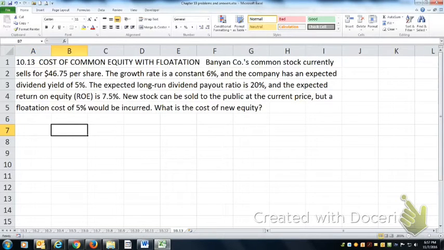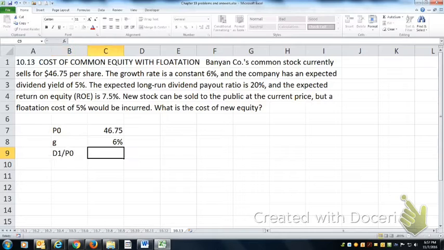All right, Banyan's common stock currently sells for $46.75. That's P0 is $46.75. They've got a constant growth rate of their dividends of 6%. And the company has an expected dividend yield, D1 over P0, of 5%. By the way, if I know that the dividend is 5% of the price, I can actually pull out D1 from there. So that's the estimated D1.